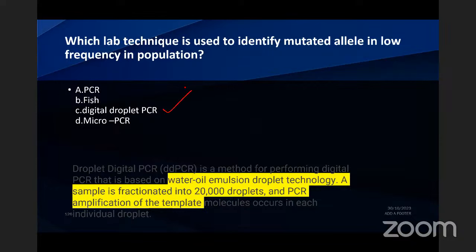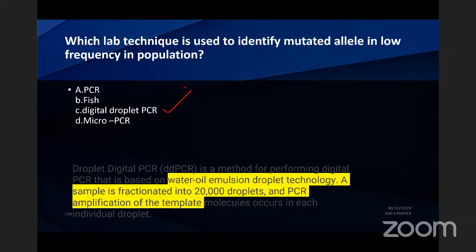So what is digital droplet PCR? We use an oil immersion droplet technology. About 20,000 droplets are formed, and PCR amplification is done in every droplet. So even if the mutated allele is in a very low frequency, we can quickly pick them up. So that's digital droplet PCR, which is very, very important. We do that whenever the mutated allele is in a very low frequency.